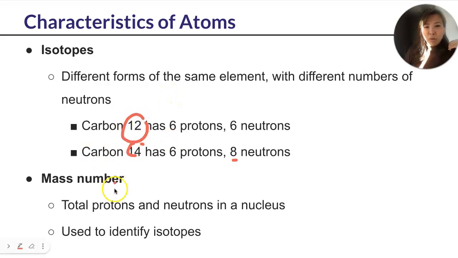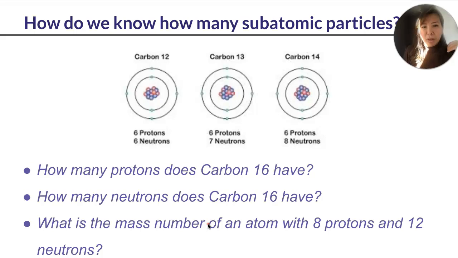The mass number is the total number of protons and neutrons in a nucleus, and it's how we go about identifying different types of isotopes. So here we have 3 different versions of the element carbon: carbon-12, carbon-13, and carbon-14. You can see that across the board there's an equivalent number of protons, but a different number of neutrons for each one of these isotopes of carbon. So let's look through these questions and see if we can figure them out.